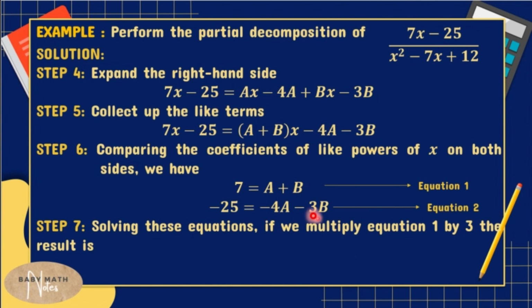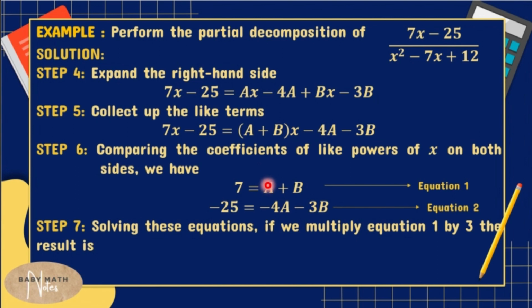Iisip tayo, paano ba natin yan masosolve? Alin ba yung gusto mong pagtripan? Si A ba o si B? Alin ba yung gusto mong matanggal na una? So, it's up to you. Okay? So, in this case, itry natin yung equation 1, i-multiply natin sa 3, para magkapareho ng numerical coefficient yung B natin. Kasi hindi mo pwedeng masolve kung magkaiba sila ng numerical coefficient.